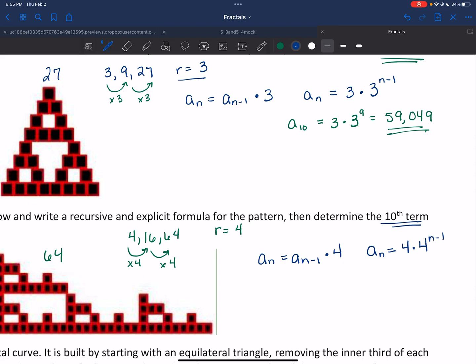Now it wants us to find it for the 10th term. So a_10 is going to equal 4 times 4 to the 9th. So 4 to the 9th is going to give me 262,144. I'm going to multiply that by 4, and I get a value of 1,048,576. That's just over 1 million. That would be a little bit harsh to try to find in a pattern if I didn't have my equations.